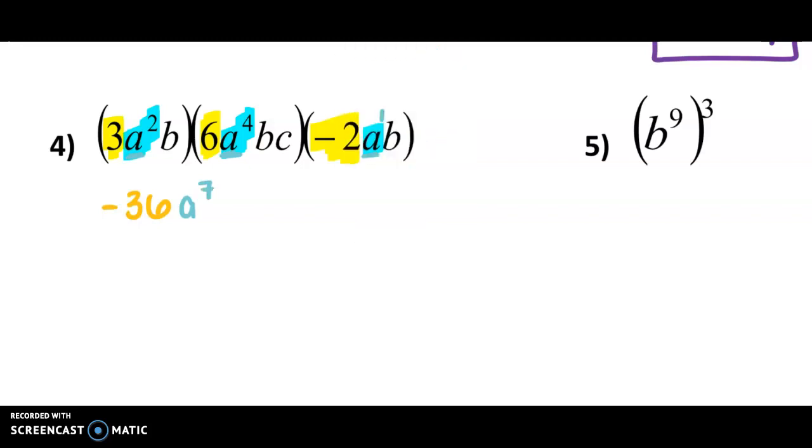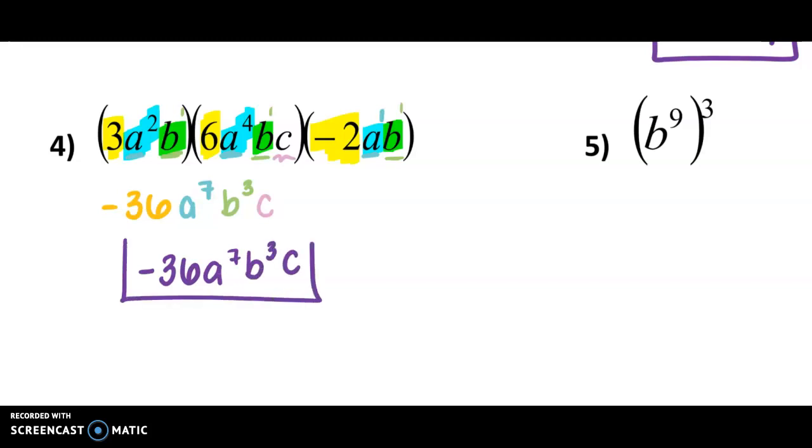And then lastly, I have b, b, and b. Oh, actually not lastly, because we have a c in this one. So I have b to the 1st, b to the 1st, b to the 1st. Same bases, multiplying together, add the exponents. 1 plus 1 plus 1 is 3, so b to the 3rd. Then I have this c at the end, which is just by itself, so it'll just come right down. So in your final answer, -36, a to the 7th, b to the 3rd, c.